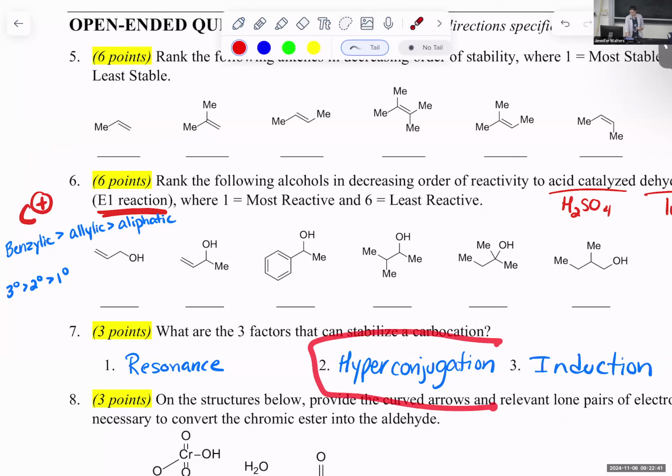And where most students make the mistake right here is they confuse hyperconjugation and hybridization. Remember, hybridization is mixing. Hybrid, like a hybrid vehicle, uses gasoline and electric. Hybridization is mixing orbitals. So that's not what we're talking about. Hyperconjugation is the delocalization of electron density through space. So now we're trying to say, all right, we need to rank these from benzylic, allylic, aliphatic, with tertiary, secondary, primary being our overall ranking.